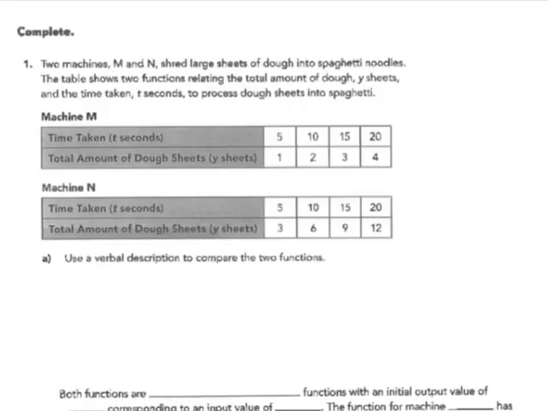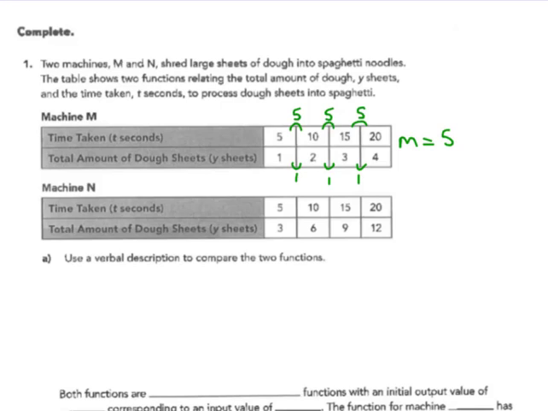Next page. Two machines, M and N, shred large sheets of dough into spaghetti noodles. Yum. The table shows two functions relating the total amount of dough, y sheets, and the time taken, t seconds, to process the dough sheets into spaghetti. Use a verbal description to compare the two functions. Okay, well, I've got to figure out again. This looks like it's going up 5 and up 1, so my slope is 5 over 1, or just 5.